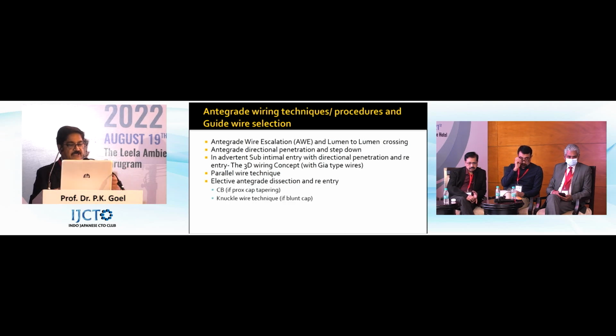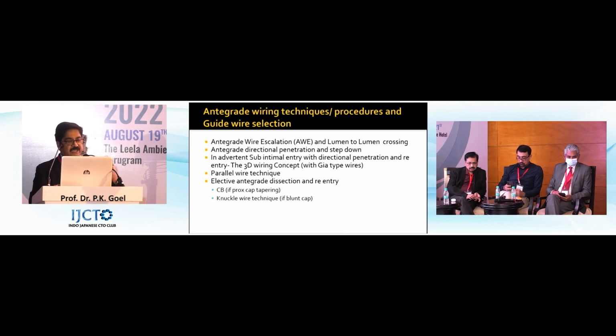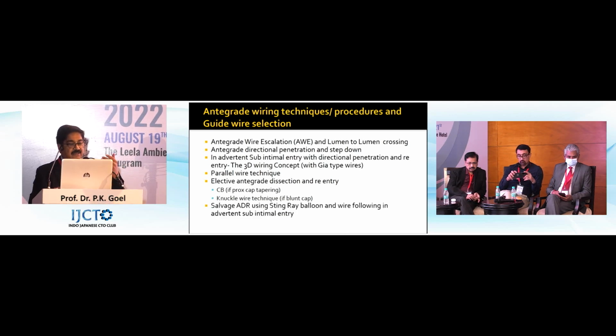Parallel wire is the other thing that can be done. Then you have elective antegrade dissection re-entry, which you can do with the help of a crossbar, or with the help of a knuckle wire. And lastly is the salvage ADR, or the salvage dissection re-entry, which you will use when you inadvertently get subintimal in the distal vessel, and then you use the Stingray balloon and try to re-enter because you have already reached the distal vessel, as long as you are within the vessel architecture.